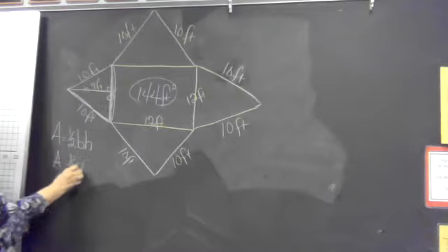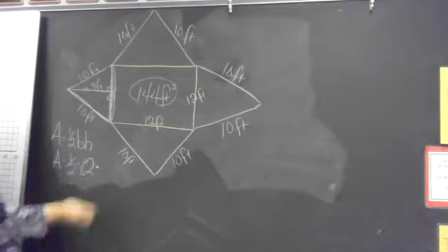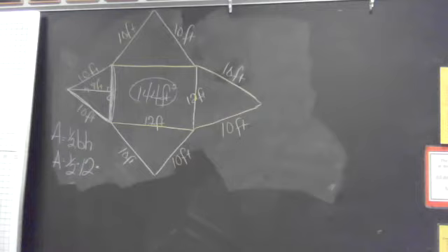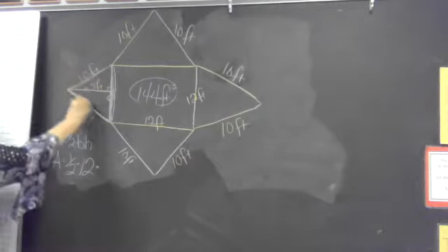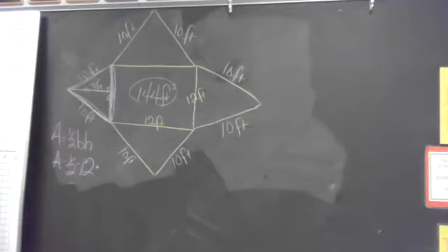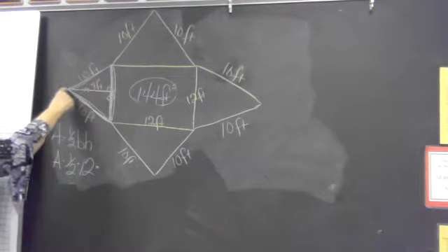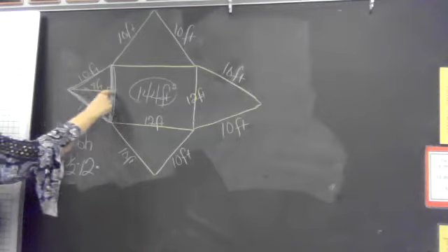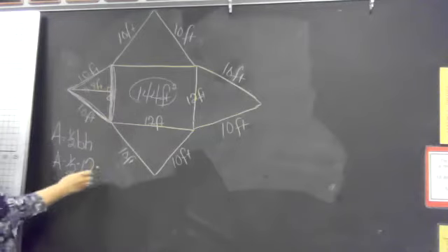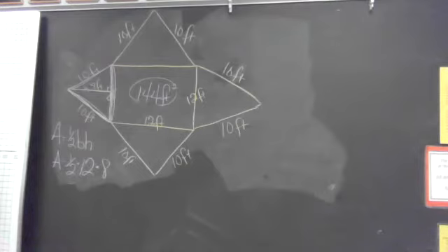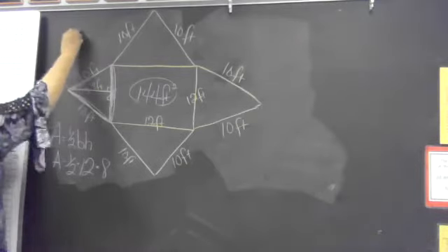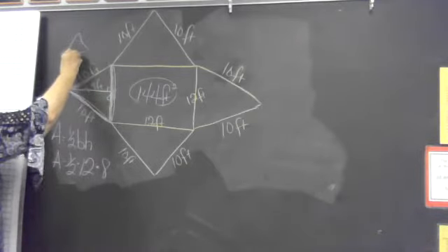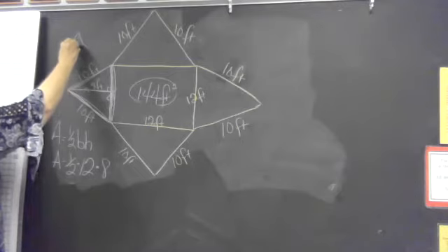1/2 times 12 times, what's the height? This triangle right here. 10, I'm sorry, 8. It's perpendicular to the base, which is 8. See, that's sideways. This is what it is right here. This is 12. This is 8.